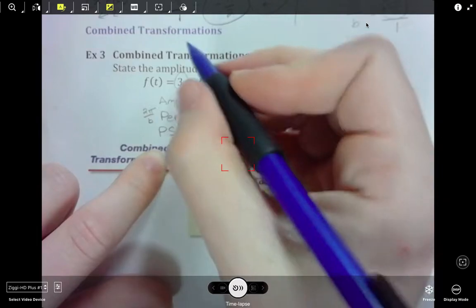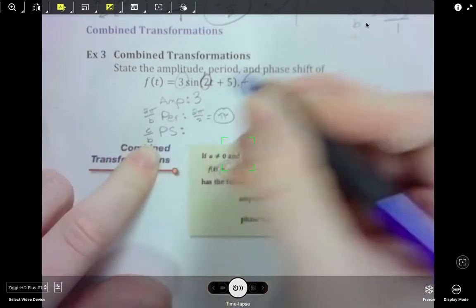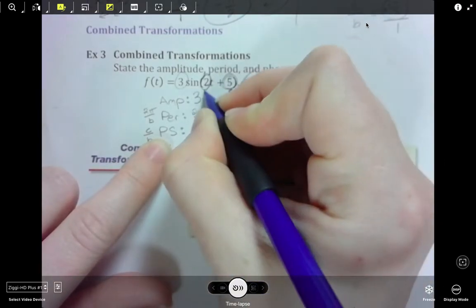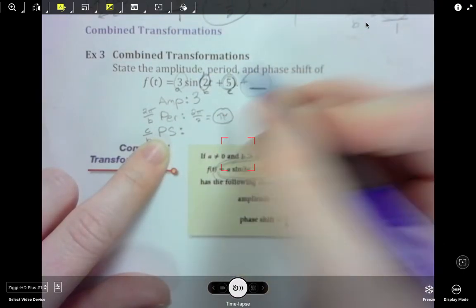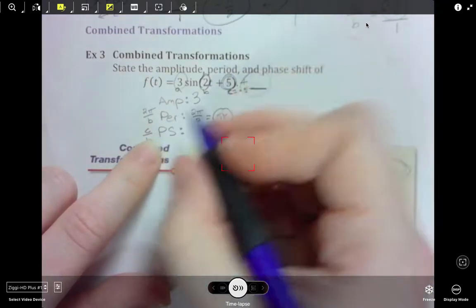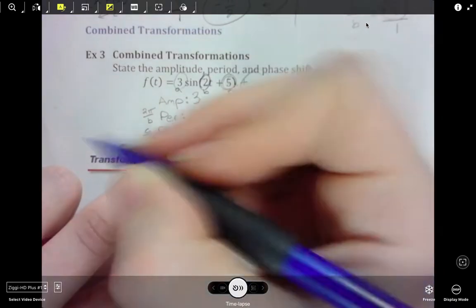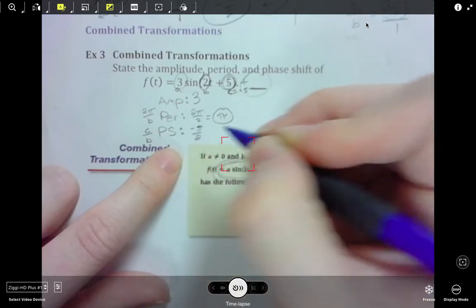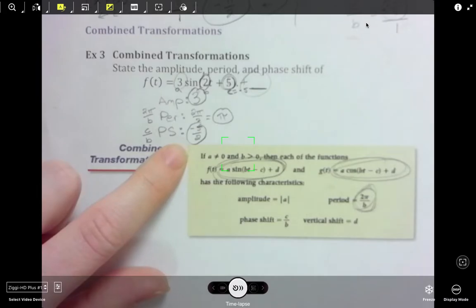And my phase shift is a combination of that c and b. It's c over b. Okay? I'll label these. This is C, this is B, this is A, and we don't have a D. C is 5. Actually, C is negative 5, because I have to flip the sign. So if I do C over B, this is negative 5 over 2. So I'm shifting it 5 over 2 units to the left. That's what the negative means. So that's amplitude, period, and phase shift, and what each one of those is.